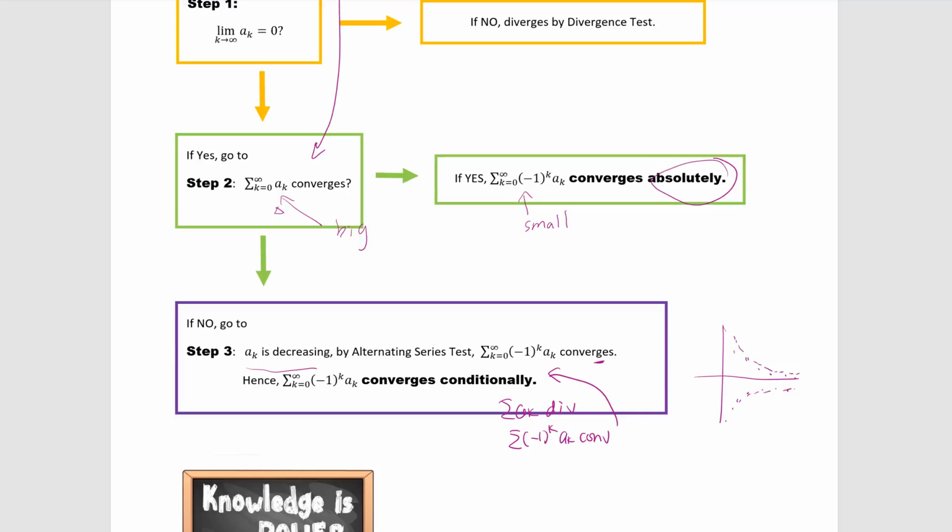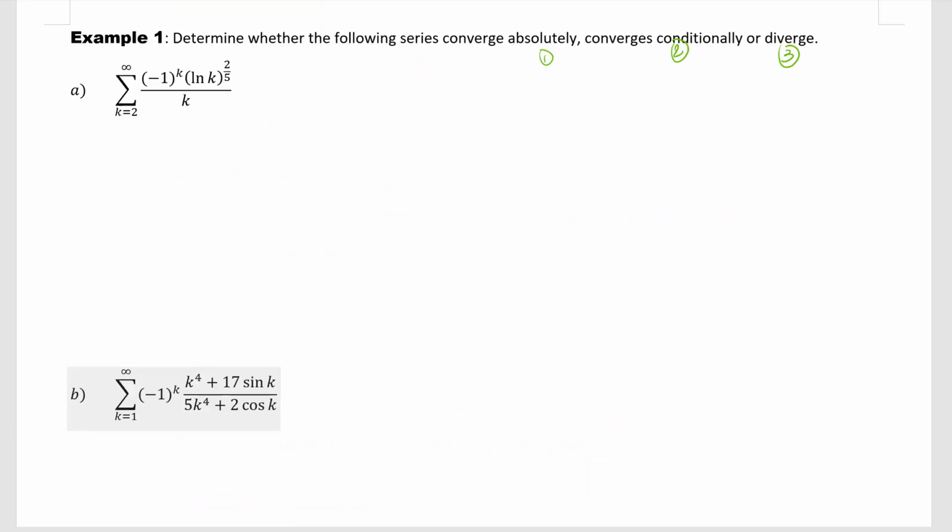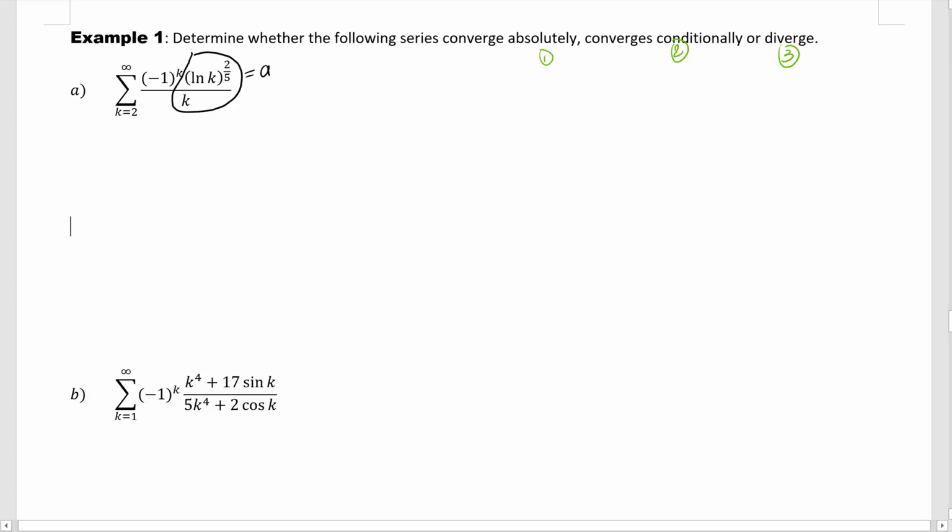So far, so good, everybody? So keep in mind those 3 steps. Let's work on our examples. Example 1. What is a sub k? So this guy is a sub k. So a sub k does not include the -1 to the k.